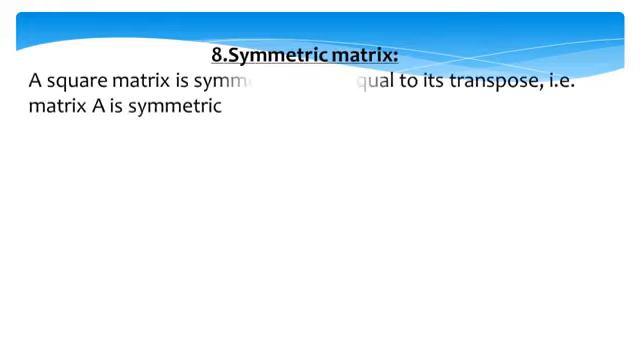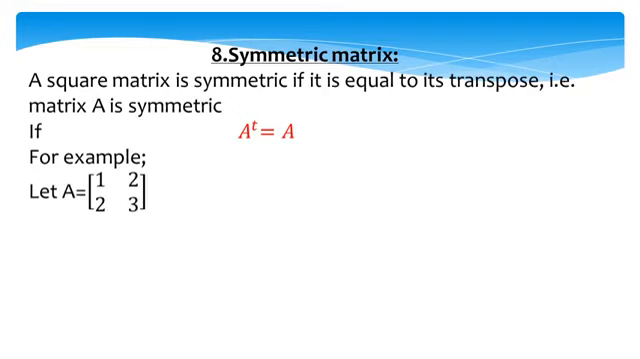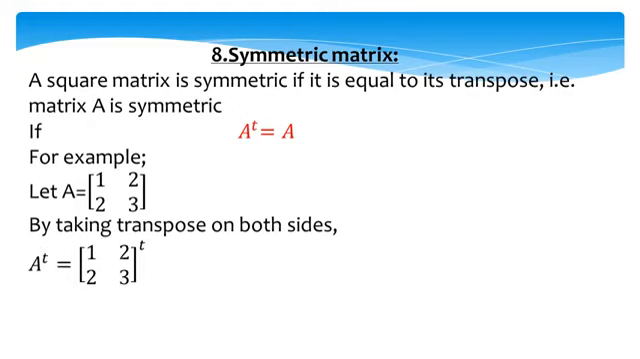Symmetric matrix, type 8. A square matrix is symmetric if it is equal to its transpose, that is, matrix A is symmetric if A transpose is equal to A. For example, let A be the matrix 1, 2, 2 and 3. By taking transpose on both sides, row 1, which is 1, 2, changes into column 1, 2, and row 2, which is 2, 3, is converted into column 2, 3. So A transpose is equal to A.